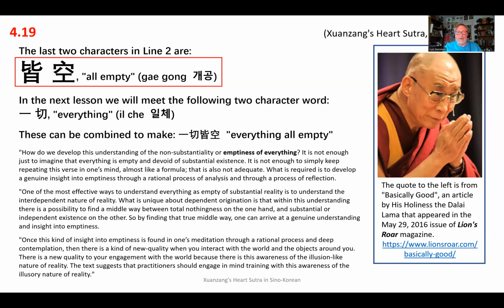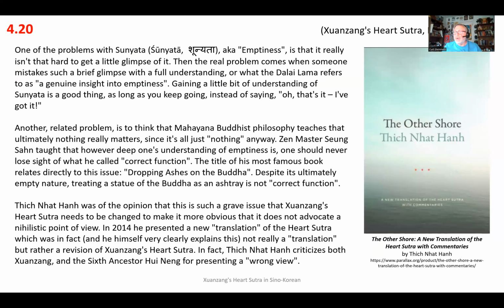But just to give a very, very quick summary of what he's saying: if you get a little glimpse of what you think emptiness is, don't stop there. Don't say, "Aha, I've got it now." You have to work on it if you want to have any kind of real, true understanding of emptiness. And if you stop too early in your investigation of emptiness, then you're liable to just stop at thinking that it's nothing. Thich Nhat Hanh also had a lot to say.